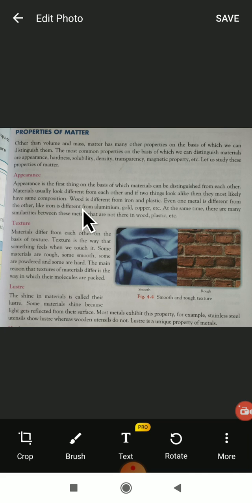First one is appearance. We will understand what the meaning of appearance is. Appearance is the first thing on the basis of which materials can be distinguished from each other. Whenever you observe any object, any object you take, we will consider a brick only.